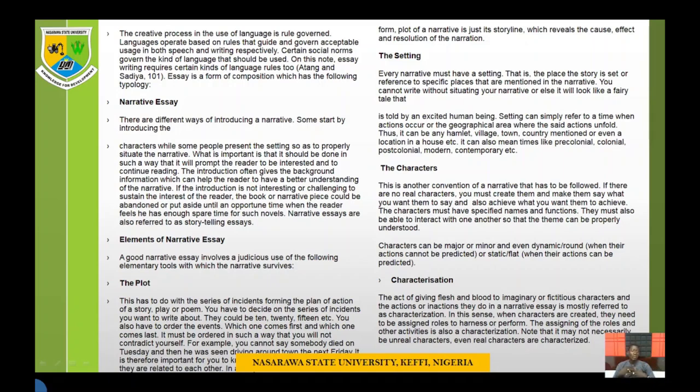Some start by introducing the characters, while some people present the setting so as to properly situate the narrative. What is highly important at this juncture is that it should be done in such a way that it prompts the reader to be interested and to continue reading the essay. The introduction of an essay of this narrative effect often gives the background information which can help the reader to have a better understanding of the narrative.